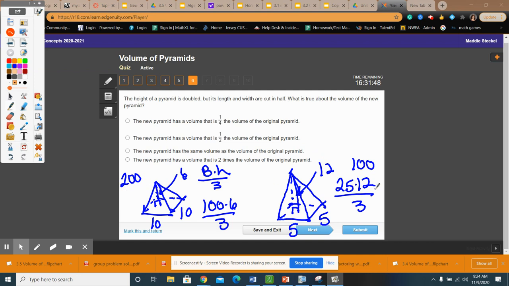No, that's not right. Does the new pyramid have a volume that is 1/2 of this? That seems right. The new pyramid is half of the 200. That's it. Okay, so on these where you're doubling, make up one first, whatever you want. Try to pick easier numbers. And then do what the directions say on the second one to see if you can figure it out.